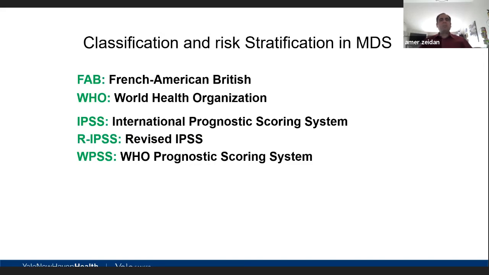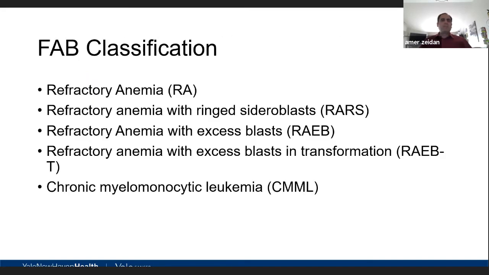There is the WHO-based prognostic scoring system. There is the International Prognostic Scoring System, and then there is the revised IPSS, or the revised International Prognostic Scoring System tool. So as I mentioned, this FAB classification is still something that is seen in the literature, although now it's largely of historical interest.